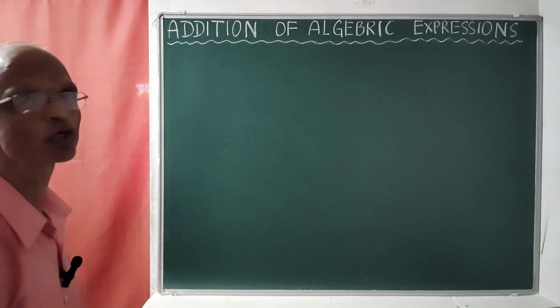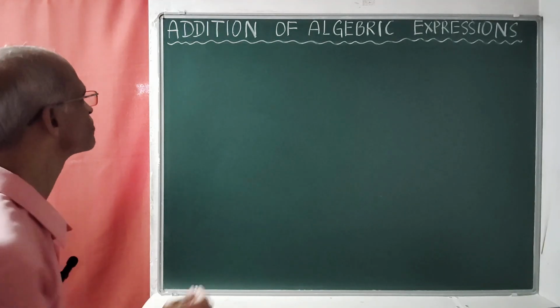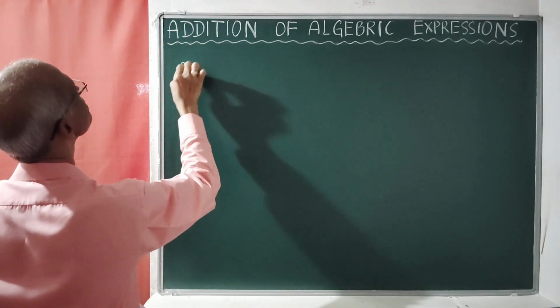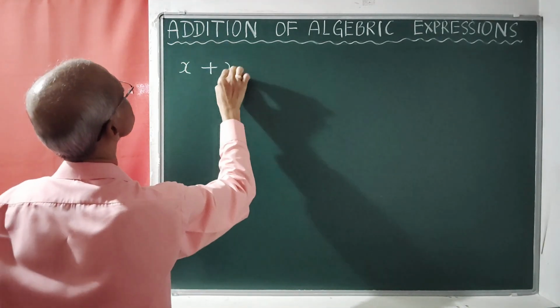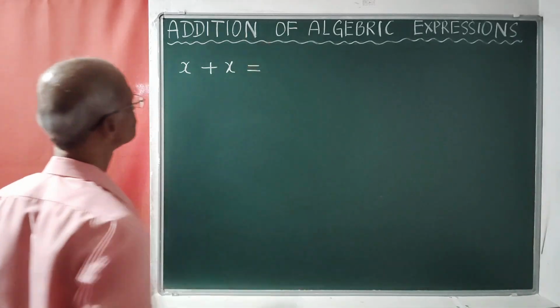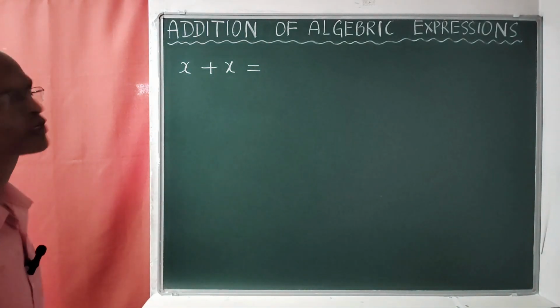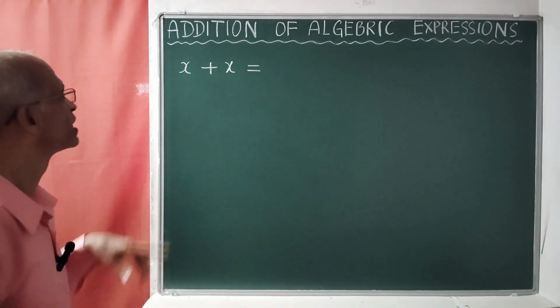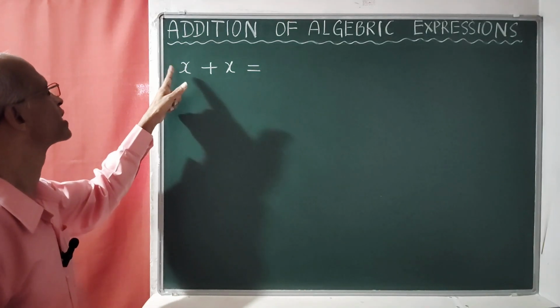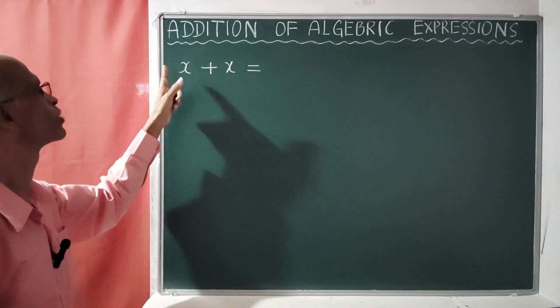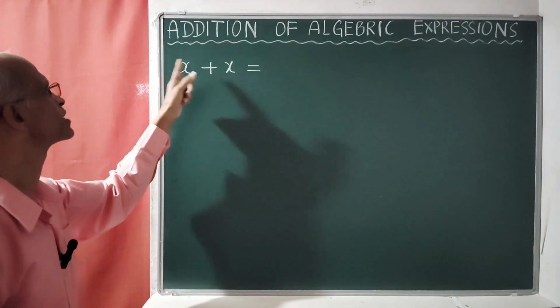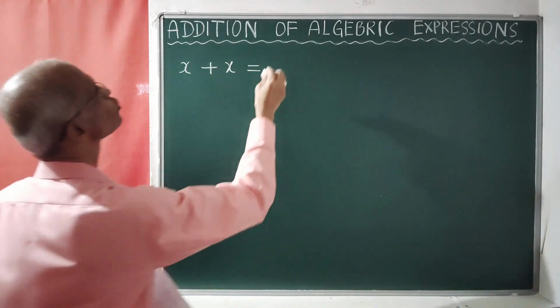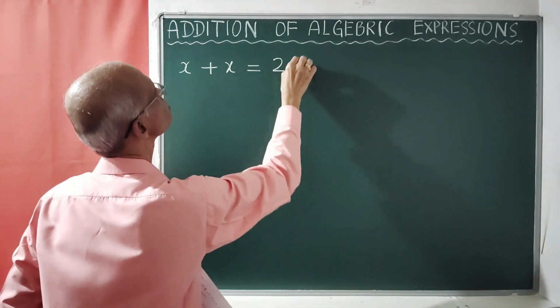Now we'll see how to add the algebraic terms. See, x plus x, what will we get? In this case, you have to solve only the numbers. The number is not appearing, which means it is 1, so it is 1x. So only solve the numbers. 1 plus 1, I'll get 2. So 2x, keep the variable as it is.